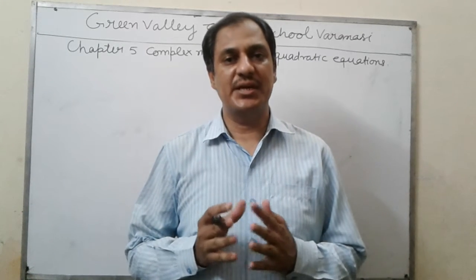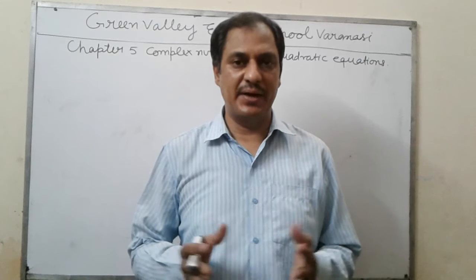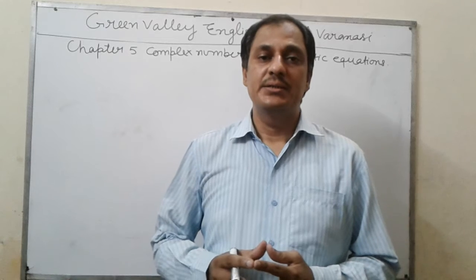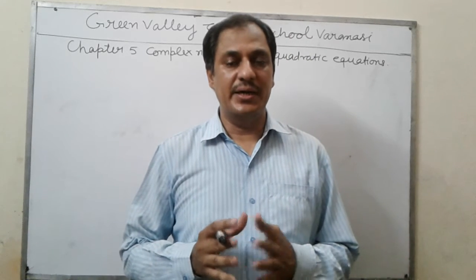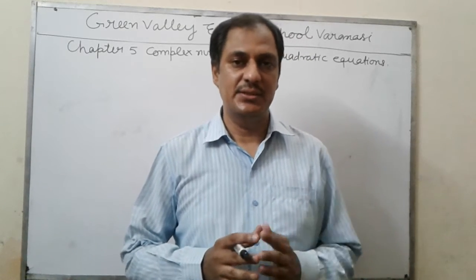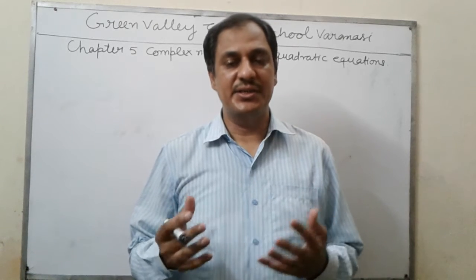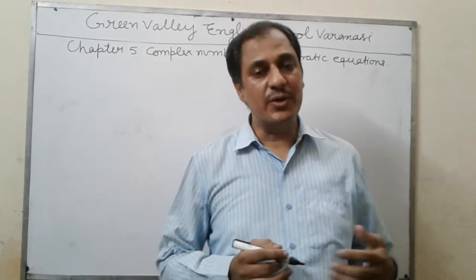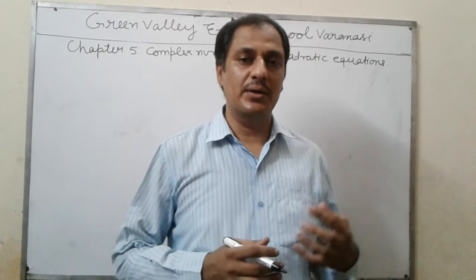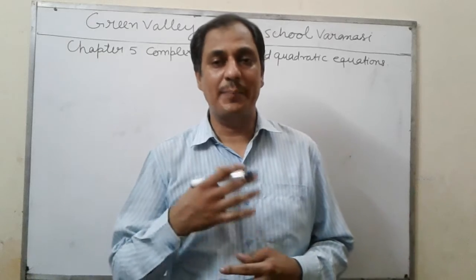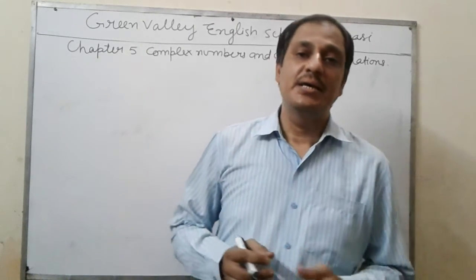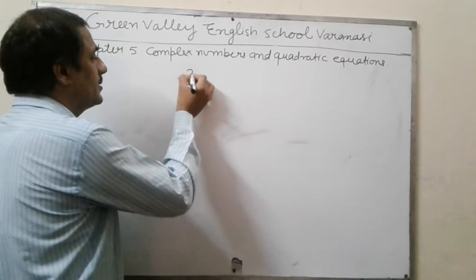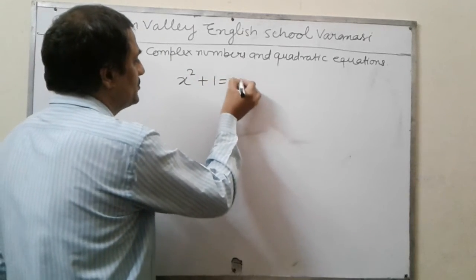Today we are going to start a new chapter. Chapter number 5, complex numbers and quadratic equations. Children, in earlier classes, in class 10th, you have already studied the quadratic equation. Here we are going to define a complex number. Here I am taking a question: x square plus 1 is equal to 0.